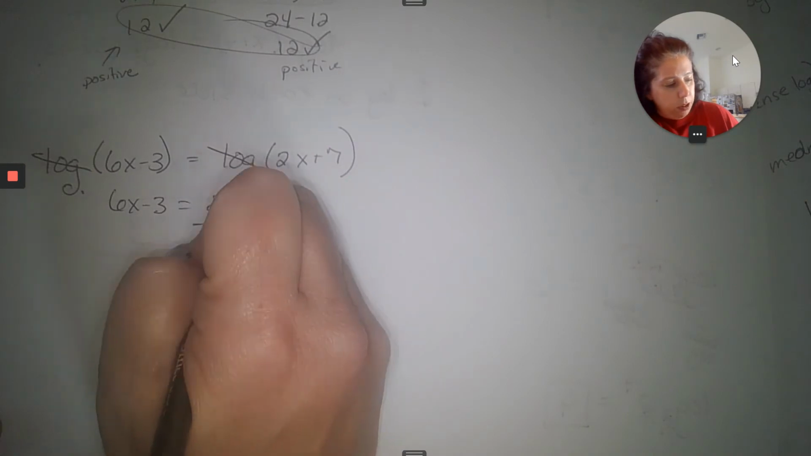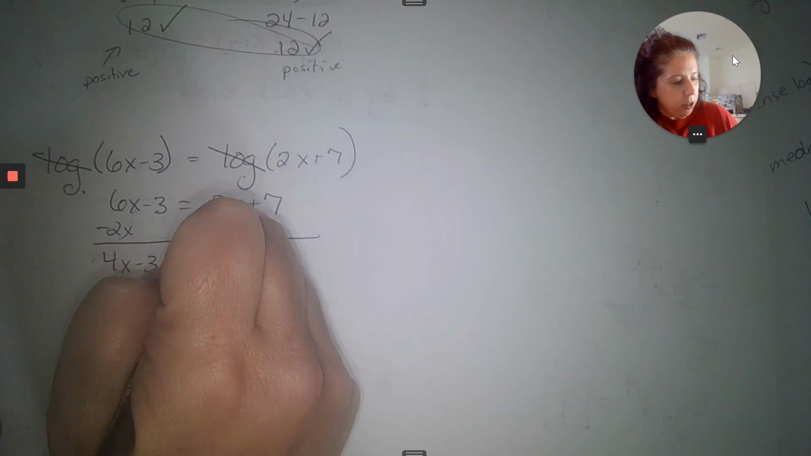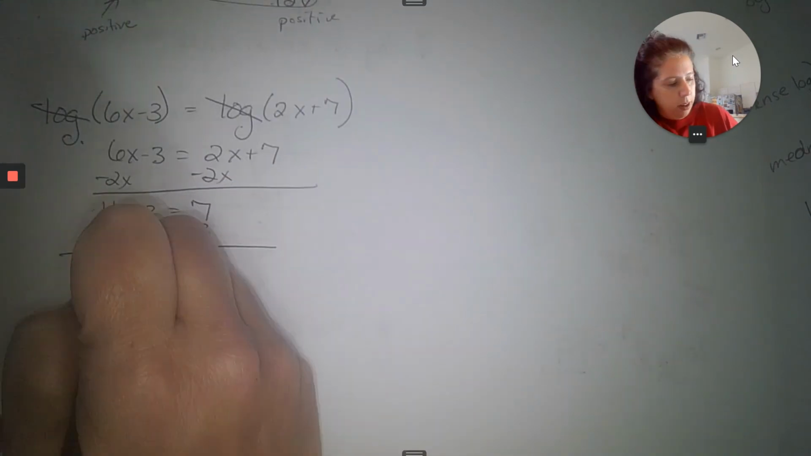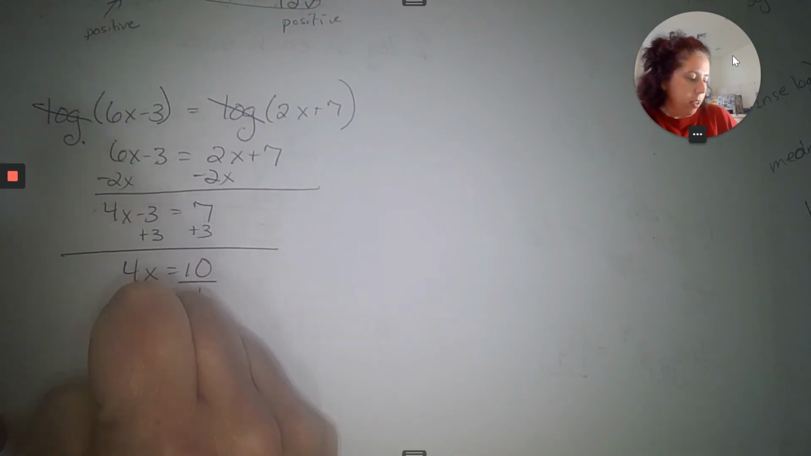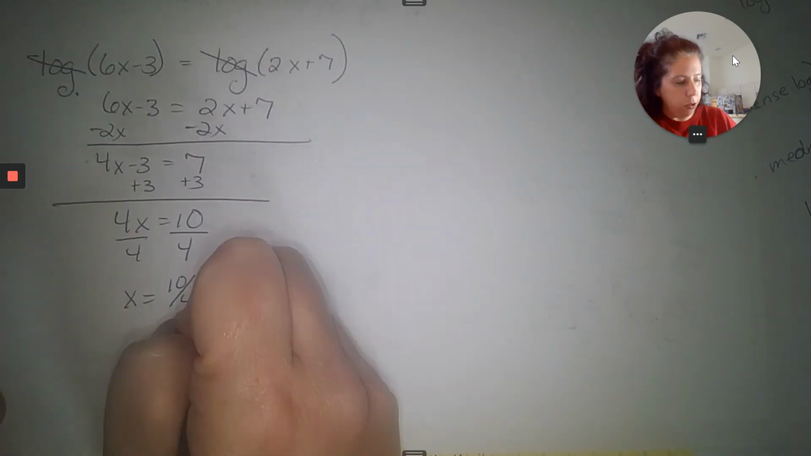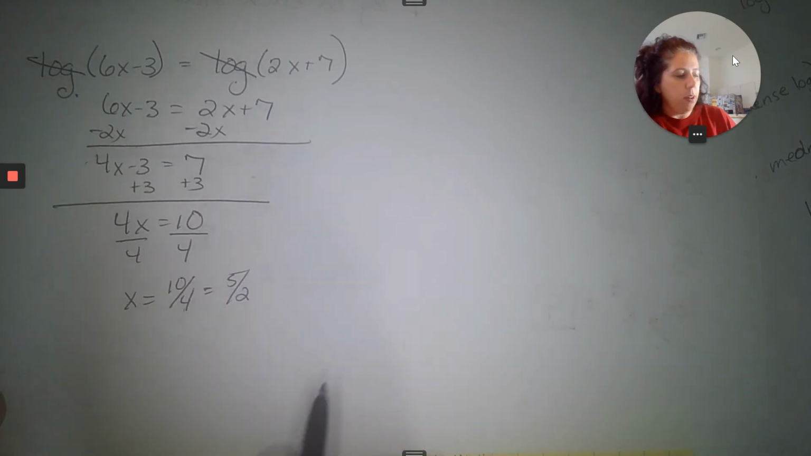Okay, so we're going to subtract 2x from both sides. We get 4x minus 3 equals 7. We're going to add 3, right? So 4x equals 10. We're going to divide by 4. So x equals 10 over 4, which remember we have to always reduce, which is 2 goes into both of them, so it's 5 over 2. Okay, now you got to check them.